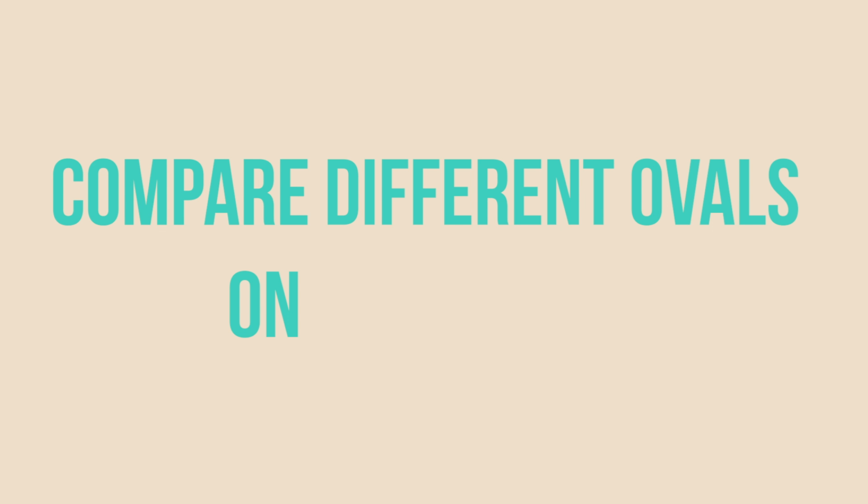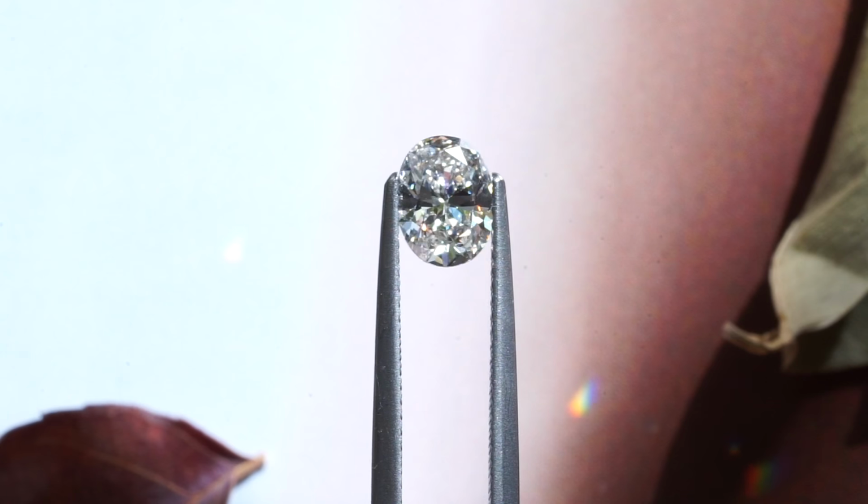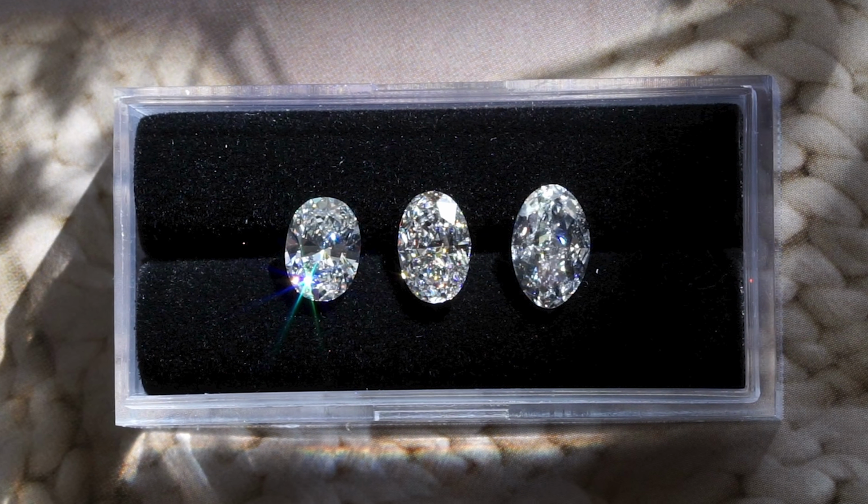So what you really want to focus on is you want to compare different ovals on your hand, and they're all going to have various length to width ratios. So you'll have ones that are more tall and slender. You'll have ones that are shorter and more plump. You're going to want to make note of which spread you really like the look of, but you're also going to want to make note of how you like it on your finger.